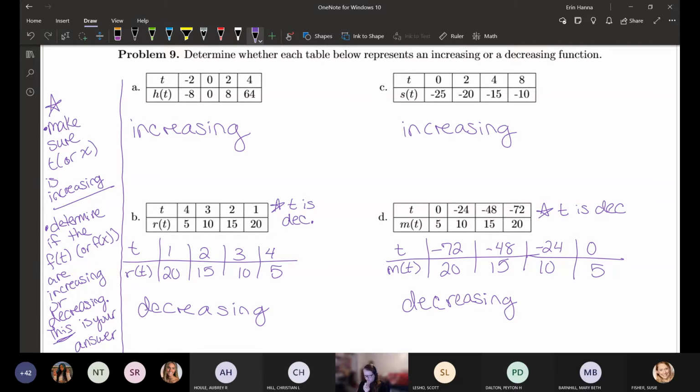That makes sense? Okay. So I'll hold on like 5 more seconds just in case someone's still taking something down.